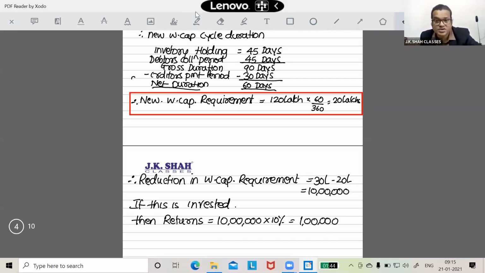Did you get the flow of the question, people? Hello, guys. Is this part understood? This reduction of working capital requirement is understood by all of us? Okay.